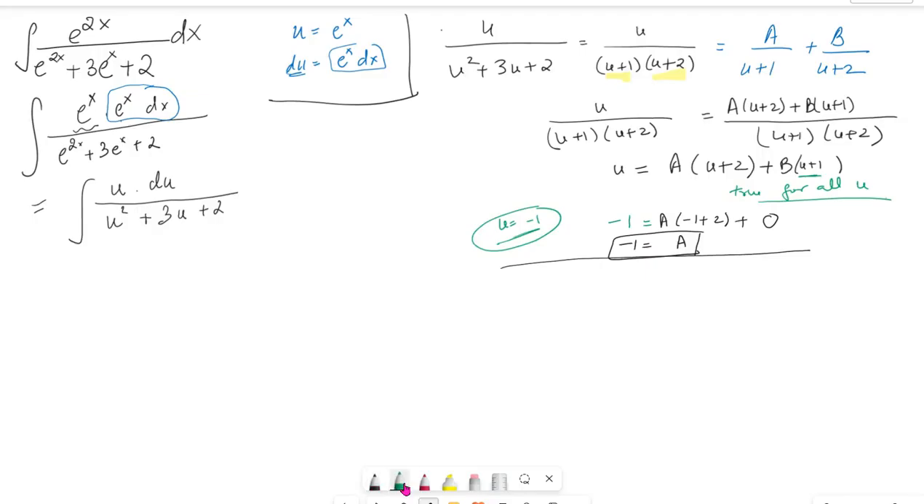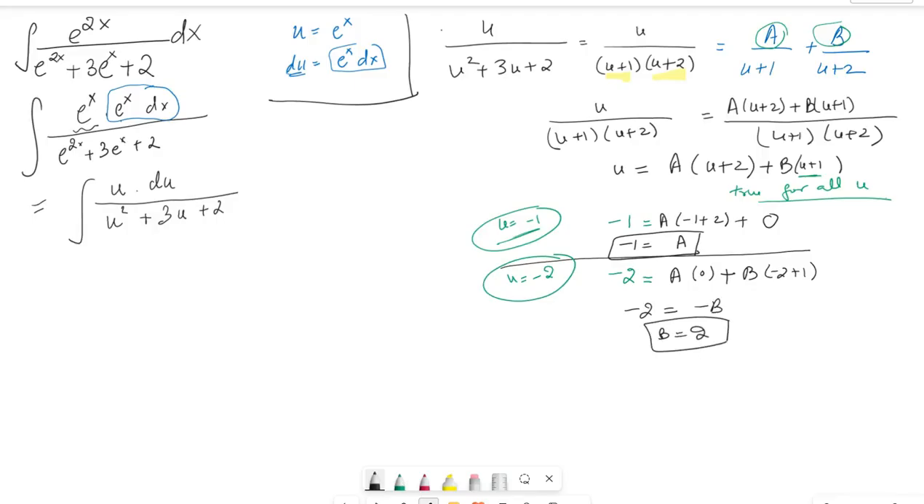Let's try another. We have to find both a and b. Okay, so let's try another number. Let's say this should also be true for negative 2. So I'm putting negative 2 in place of u: negative 2 is equal to a times negative 2 plus 2, which is 0, plus b times negative 2 plus 1. Negative 2 is equal to negative 2 plus 1, which is negative 1, so negative b. B is equal to 2. So we have found both a and b.